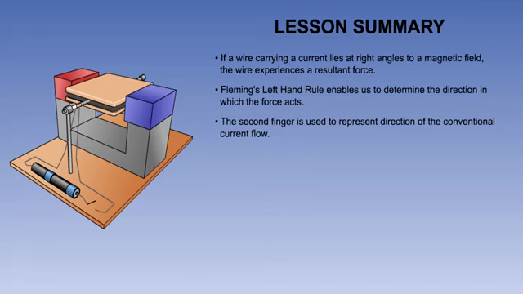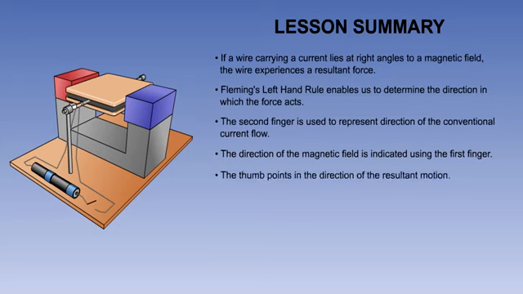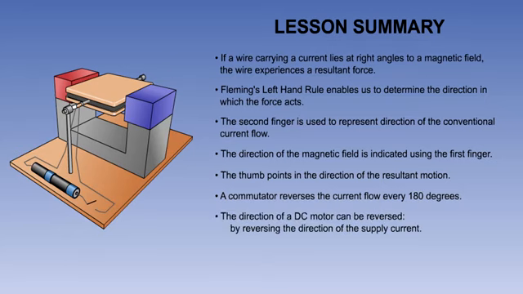The second finger is used to represent direction of conventional current flow. The direction of the magnetic field is indicated using the first finger. The direction of the resultant motion will be indicated by the direction in which the thumb is pointing. To keep it rotating, a DC motor needs a commutator to reverse the current flow every 180 degrees. The direction of the motor can be reversed by reversing the direction of the supply current or the direction of the stationary magnetic field.